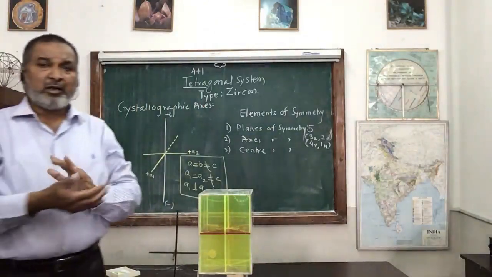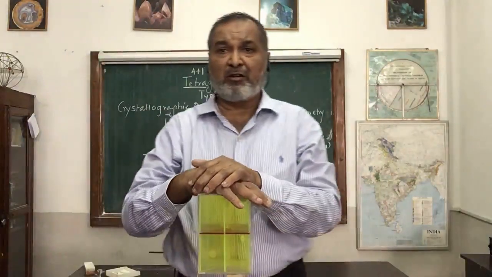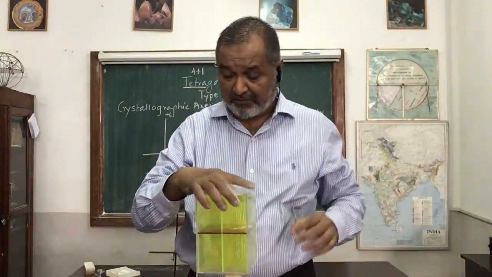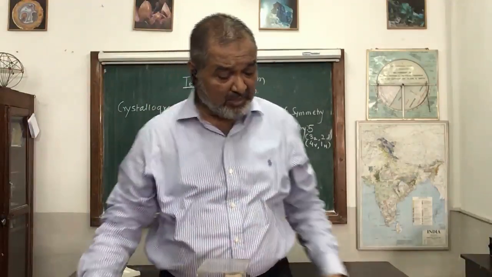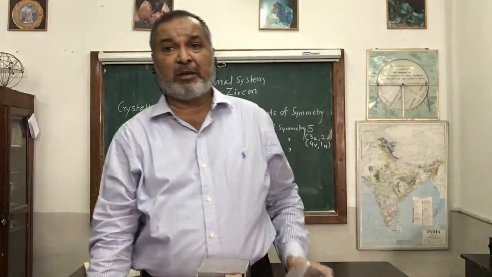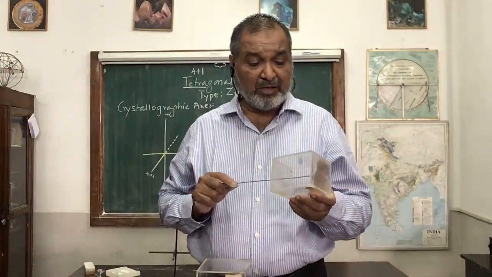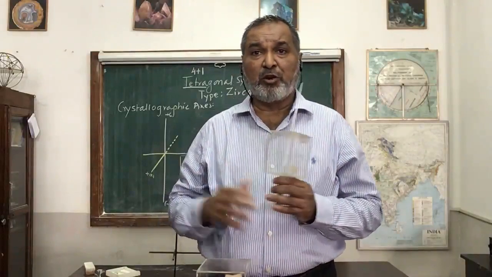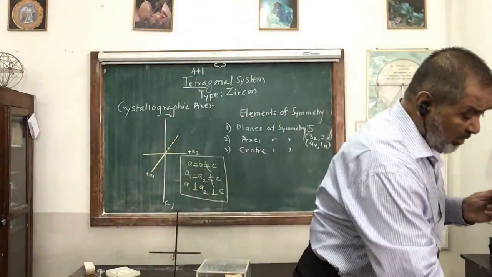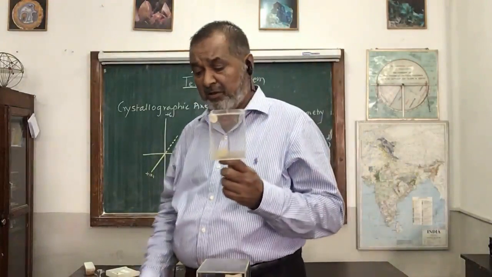Now find out the number of possibilities of axes of symmetry. What is an axis of symmetry? It is an imaginary axis along which the crystal can be rotated through 360 degrees. And here you find out the number of faces occupying the same position 2 times, 3 times or 6 times. Then you have to find out this possibility.